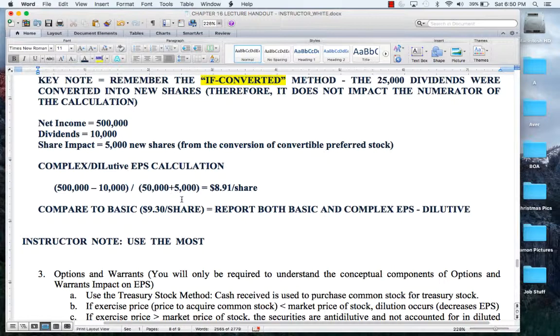We assume that the conversion has occurred and the preferred stock is gone and no longer there, so it transfers into new shares. Therefore, we increase the denominator by the 5,000 new shares, and that gives us an earnings per share of $8.91. We compare this to the basic earnings per share, and therefore it is dilutive because the complex dilutive EPS is less than the basic EPS. Therefore, you report both numbers in your financial statement. So the convertible preferred stock in this example was dilutive to the earnings per share because it decreased the earnings per share.